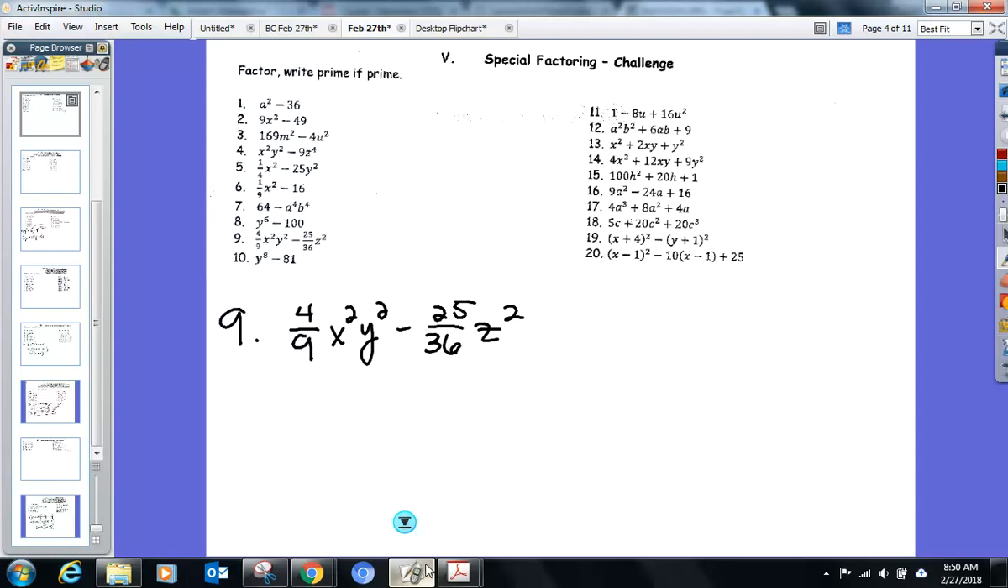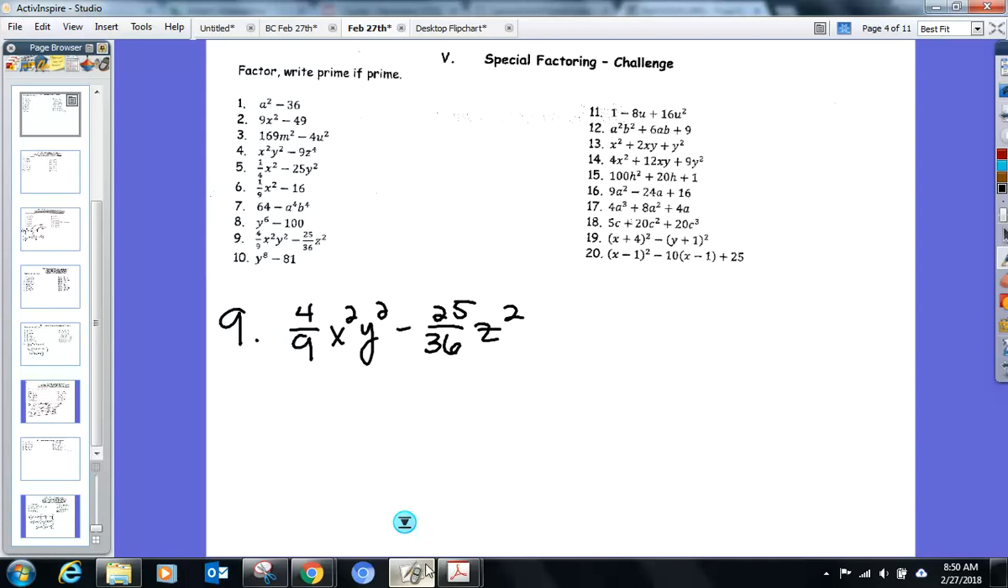Nope. But look at everything that's up there: 4/9 x squared y squared, 25/36 z squared. You can multiply the denominator to 36 on the 9 to make it the same. I don't care if it's the same or not. What do you notice about 4 and 9? What have we been calling those all week before break? 25 and 36.